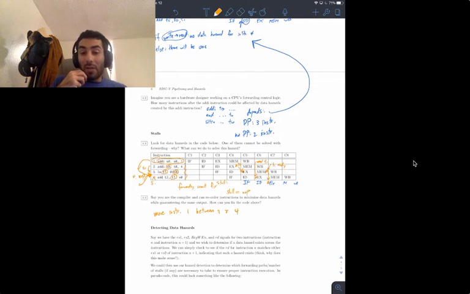When forwarding fails, you have to go to stalling. When you don't even have forwarding available, you would stall. You could also reorder instructions. That way you can minimize the number of no-ops that you might have, but still get the same behavior. These are all the big ideas that would get tested on the exam.